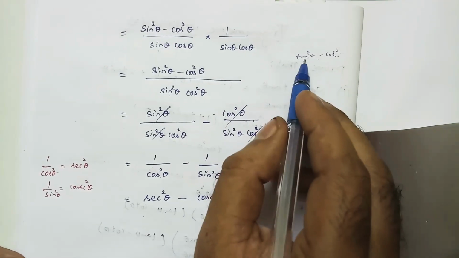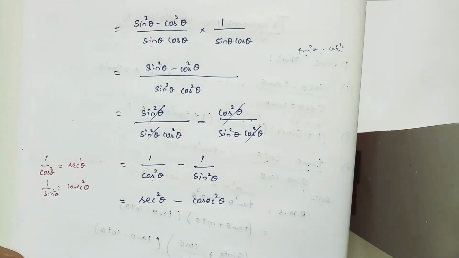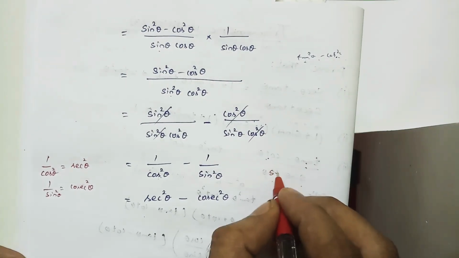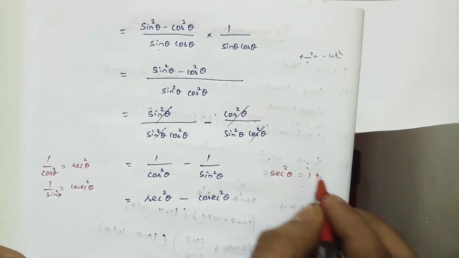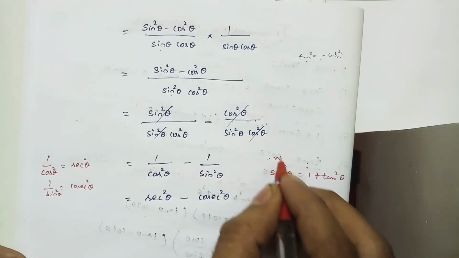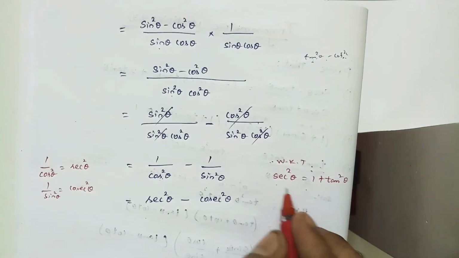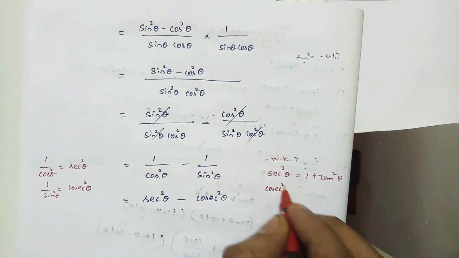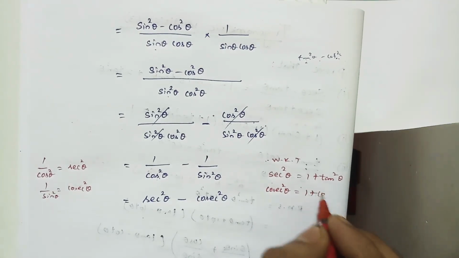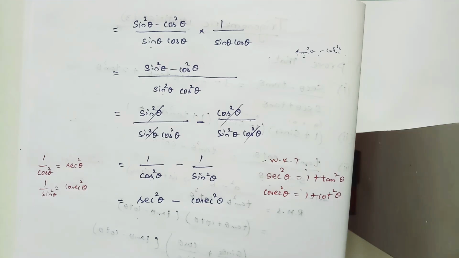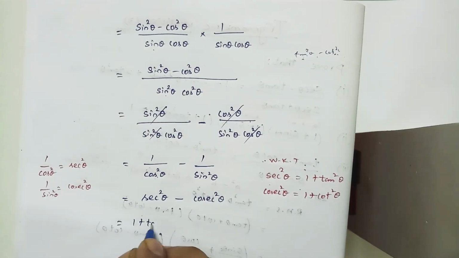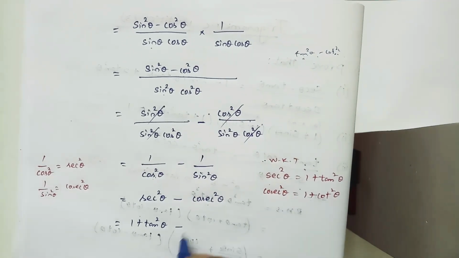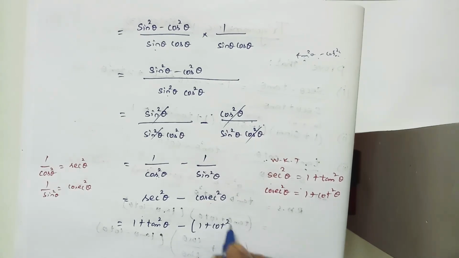But what we want to prove is tan square theta minus cot square theta. We know the formula, right? It is possible to convert sec in terms of tan. Sec square theta is equal to 1 plus tan square theta, the trigonometric identity, and cosec square theta is equal to 1 plus cot square theta. So instead of sec square theta I substitute 1 plus tan square theta, minus, instead of cosec square theta, 1 plus cot square theta, in a bracket.